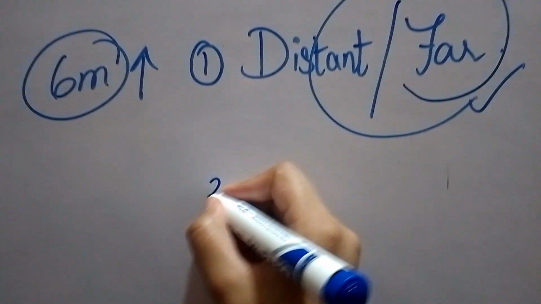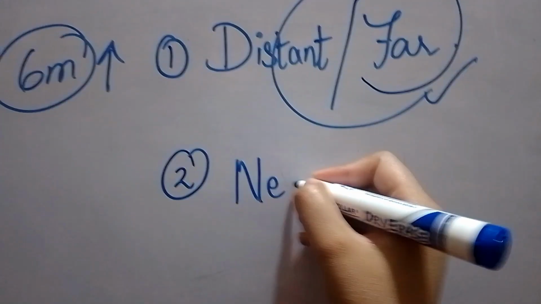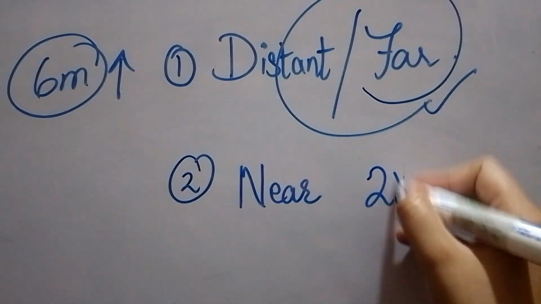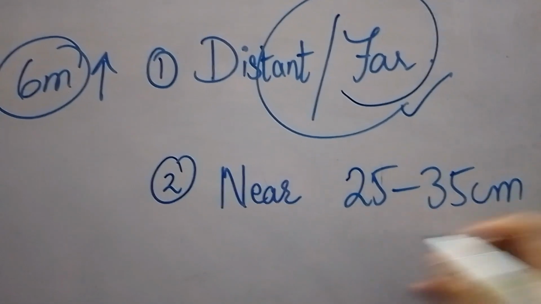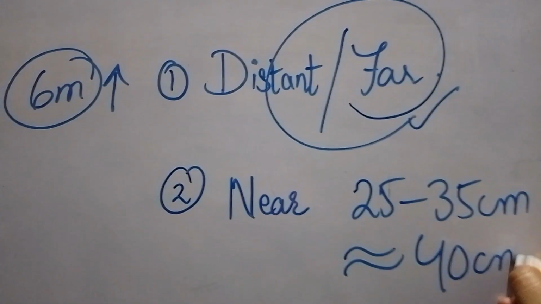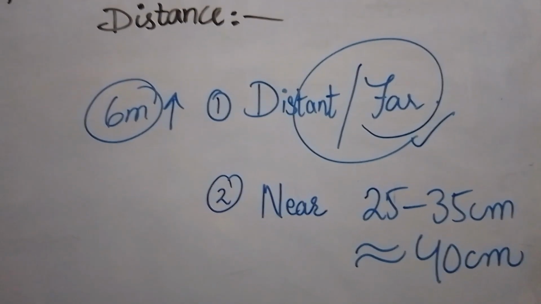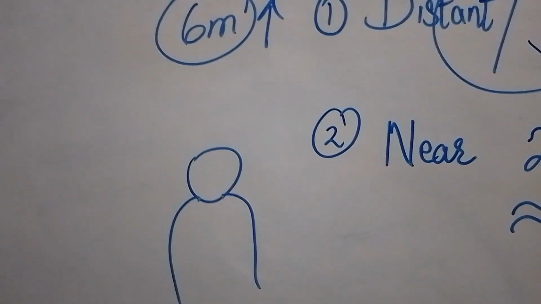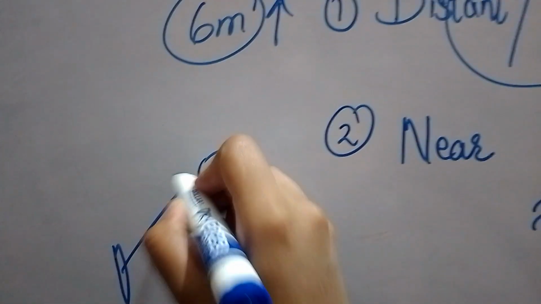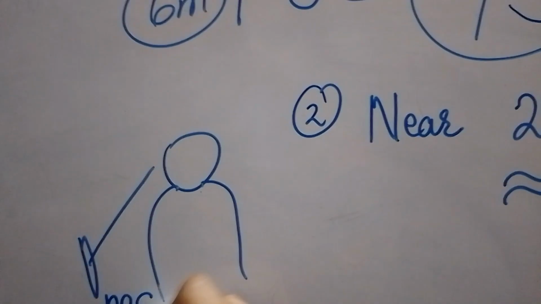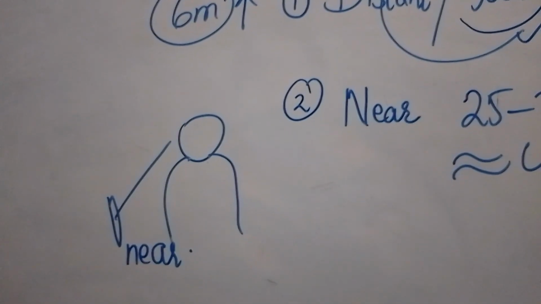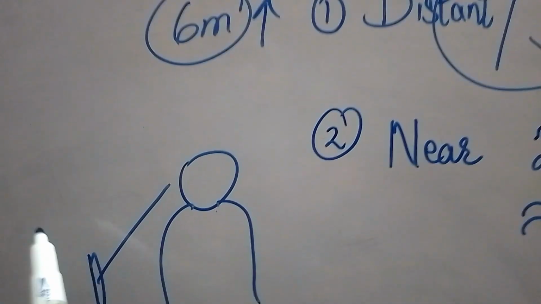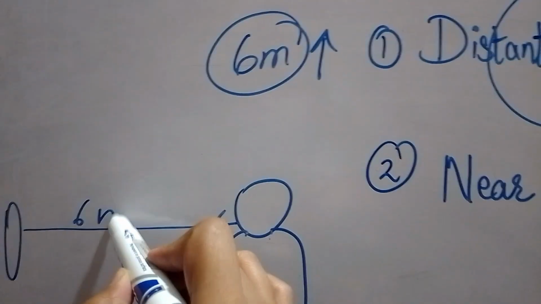While the second distance, which we all know, is the near distance. Near distance is approximately 25 to 35 centimeters, or approximately considered as 40 centimeters. So there are normally two distances for a person. If he is viewing or reading something, that distance is the near distance, which is basically up to 40 centimeters.